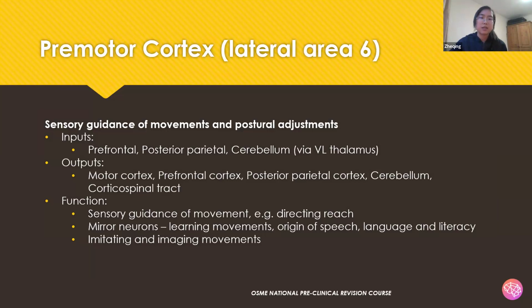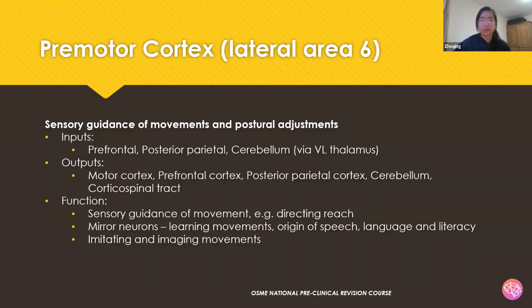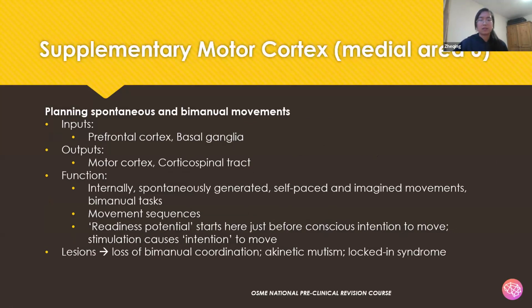So the premotor cortex has inputs from prefrontal, posterior parietal, and cerebellum, and it has outputs to the motor cortex, prefrontal cortex, and so on. I don't think you have to know these in specific detail. I think it's more important to remember the division of function of the different parts of the cortex. And then there's the supplementary motor cortex, which is more in terms of sequencing and planning.